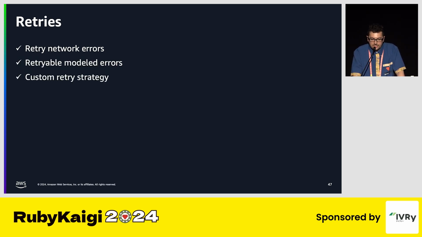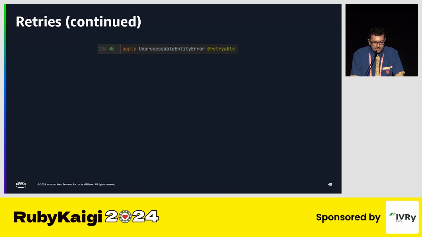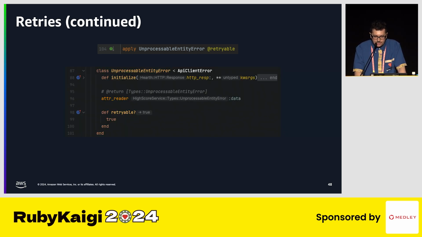You can also plug in a custom retry strategy that will determine what errors to retry and what backoff to use. In this example, let's make the unprocessable entity error retriable. In practice, this doesn't make too much sense because the validation will always happen. However, we just want to demonstrate that a modeled error could be retried. We could see that in our generated error that it has a retriable method that returns true and informs the retry logic that it is indeed retriable.